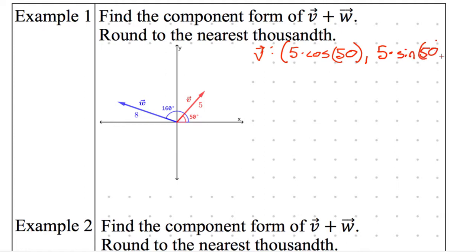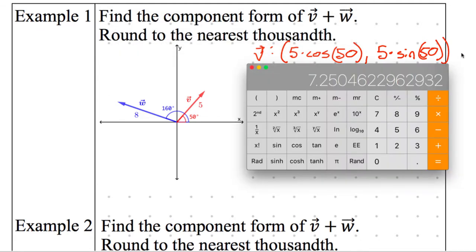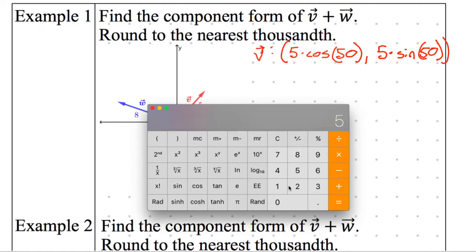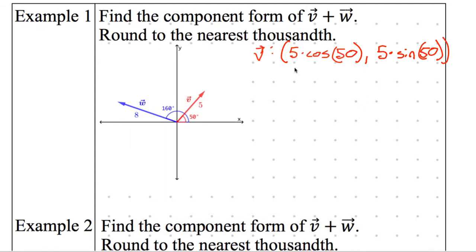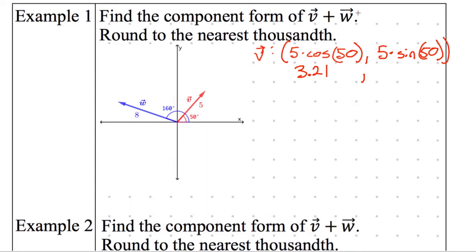All right, let's figure out what that is. I have 50 degrees. I am in degrees because it says I can choose to convert to radians. I take cosine of that, I multiply it by 5, and I get 3.21, roughly. I've approximated now. And then for 50, I take the sine of that, and I multiply by 5, and I get 3.83.